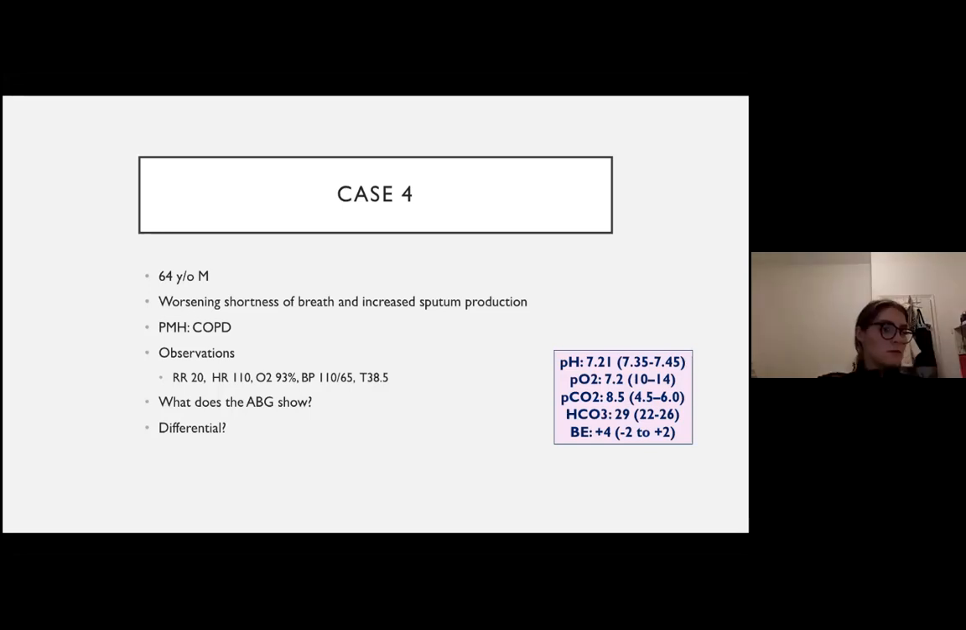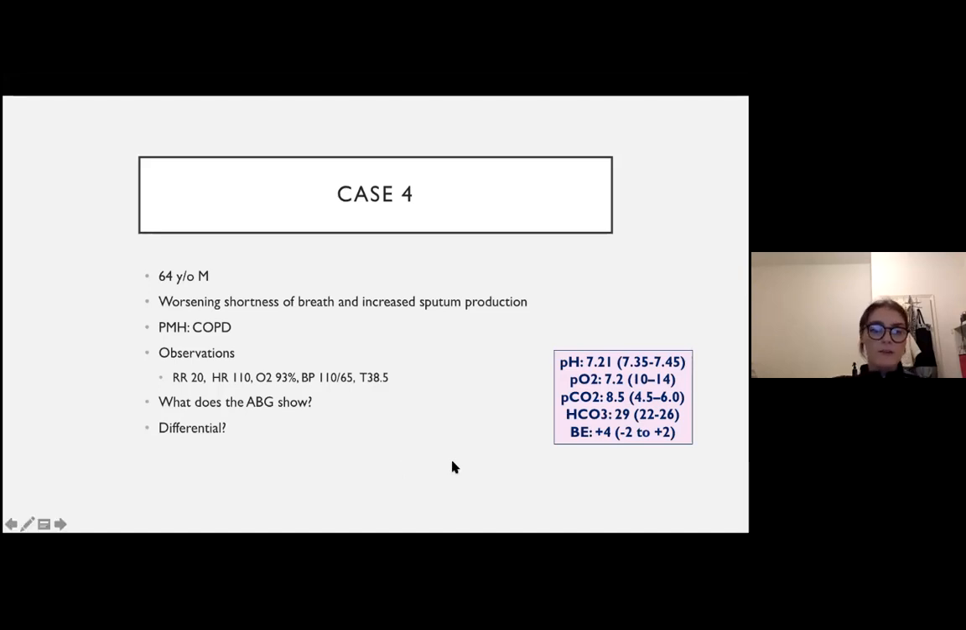It's good practice. I can have a go. So pH is low, so it's acidosis. Oxygen seems low. Carbon dioxide is above normal. Bicarb is slightly above. So I'd say it's respiratory acidosis. What do you think that bicarb might mean? So because it's high, it might be with some compensation. Yeah, exactly. So it's a respiratory acidosis with a partial compensation.